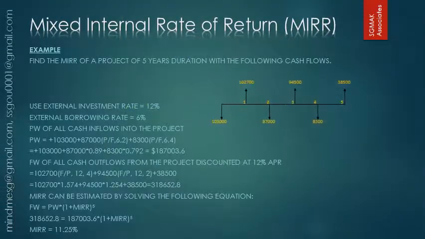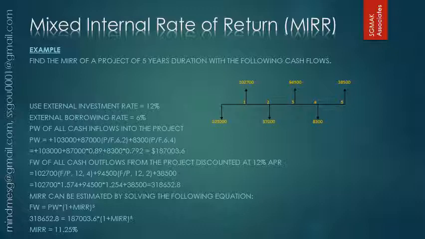Let's look at a second example. We've got three examples just to reinforce the concept. In the second example, we have a 5-year project duration, and again a mixed inflow and outflow at different points in time. So it's a mixed cash flow problem. We're using an investment rate, money coming out of the project to be invested, at 12%, and a borrowing rate of 6%.